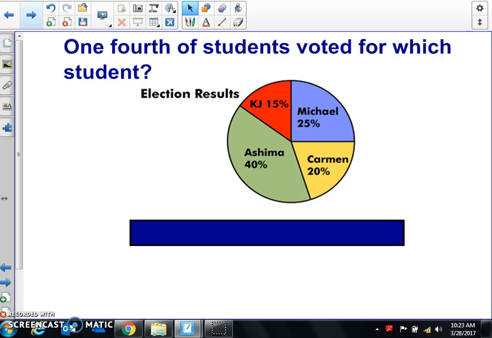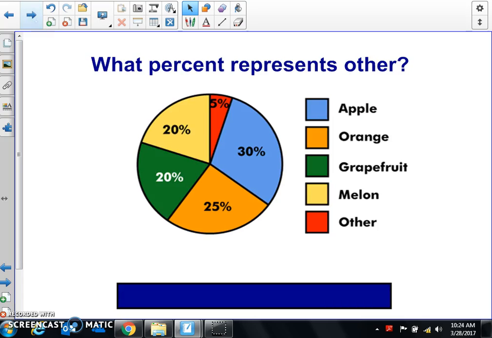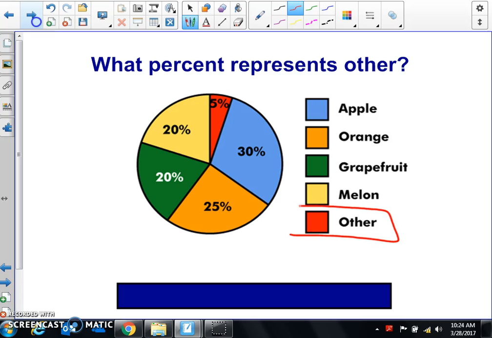So 1/4 of students voted for which student? So a fourth, you should think of quarters, guys, and 1/4 is 25%. And that's good old Michael. What percent represents other? All right, just look at over here, guys. Other is in red, 5%.